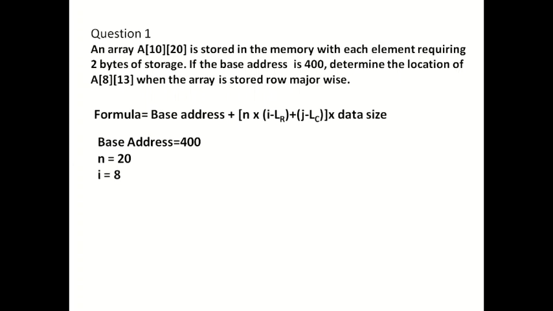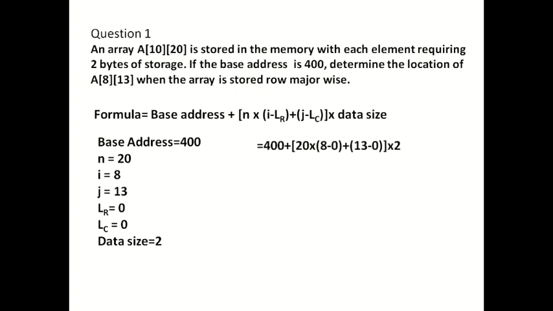Then the value of I is 8. The value of j is 13, which you are looking for. The LR is 0 and the LC is 0. The data size is 2 bytes. So all these values are given in the question. You have to simply put all these values in the formula, and if you solve the expression, the final answer is going to be 746, which is the address of A[8][13].